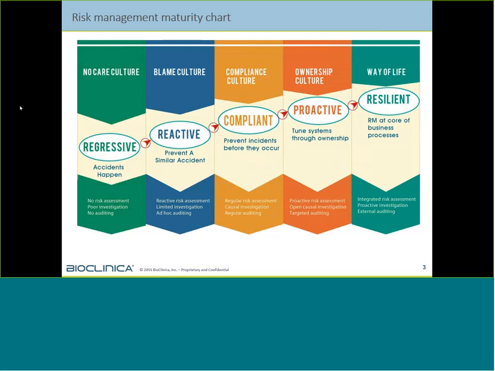And they want to prevent, at least in the future, a similar accident, but not yet thinking about preventing all accidents. This blame culture is also a bit of a problem, because then within the company, a department, or even worse, a certain person is blamed as the cause of this specific problem. Then we go into the compliance culture. That is already more mature companies. They try to prevent incidents before they occur.